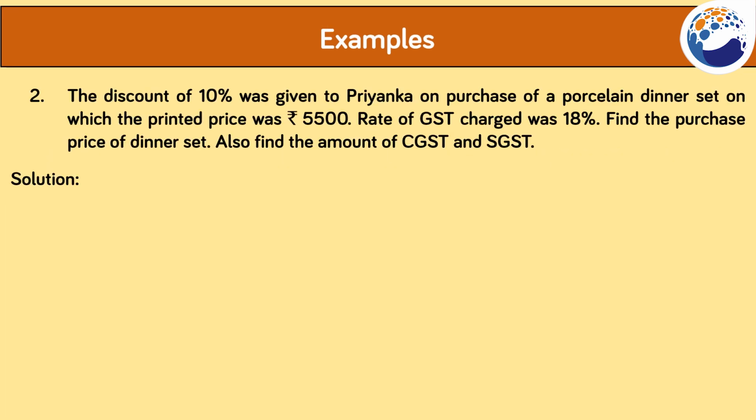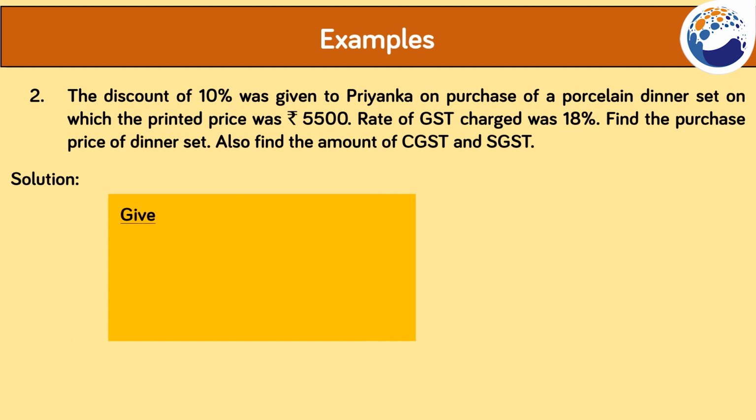2. A discount of 10% was given to Priyanka on purchase of a porcelain dinner set on which the printed price was rupees 5,500. Rate of GST charged was 18%. Find the purchase price of the dinner set. Also find the amount of CGST and SGST.